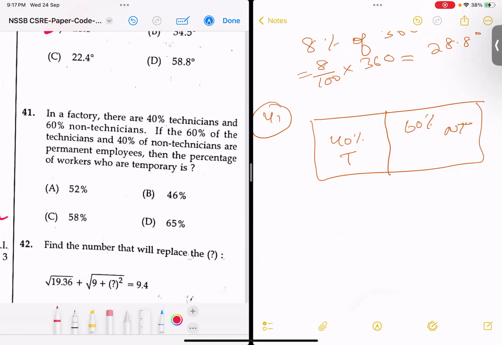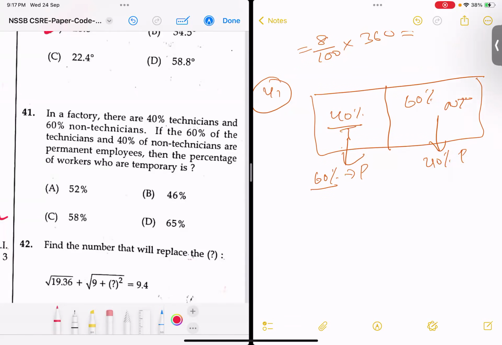Again, out of this 40%, 60% are permanent employees, okay? Which means 60% of 40% are permanent employees. And out of these 60%, 40% are permanent employees. Now we have to find the percentage of workers who are temporary, okay? So we'll have to find the total percentage of employees who are temporary workers. Now, let's consider that the total number of employees in this factory is x, okay?